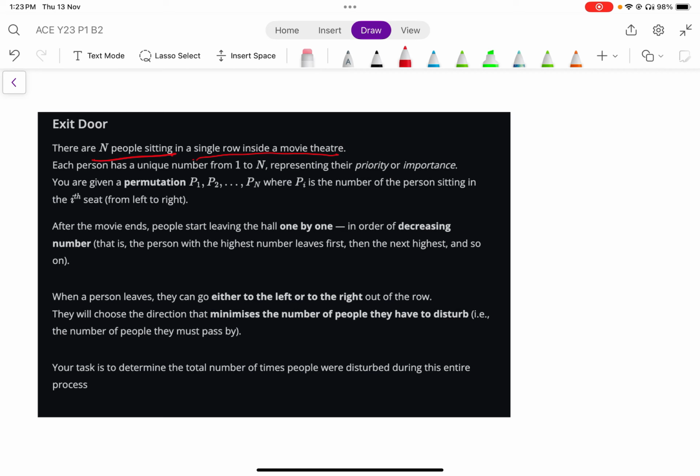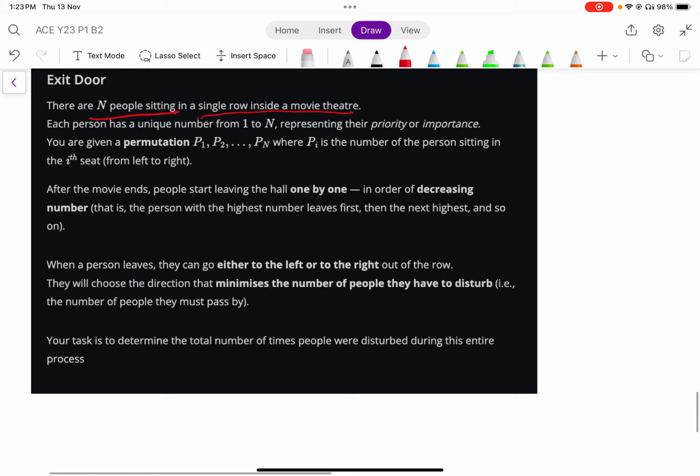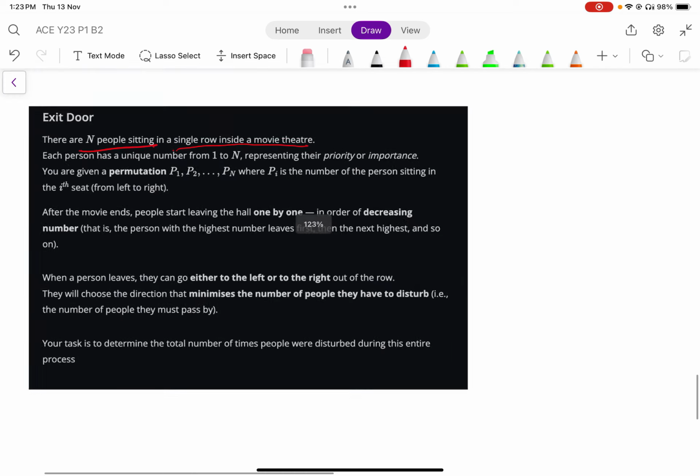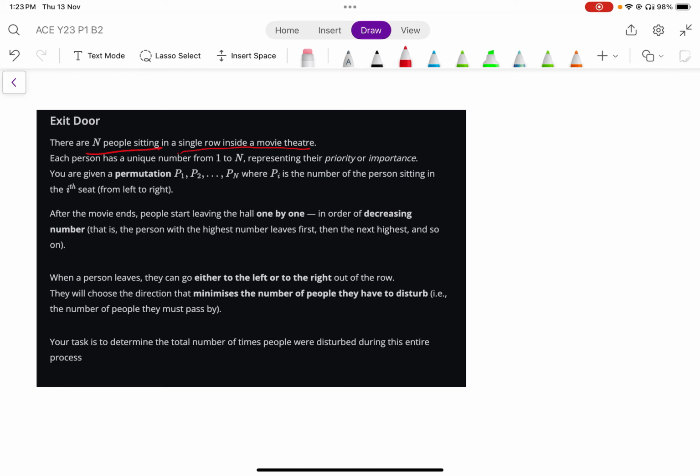After reading the description, you will be able to understand that at the end of the day, they want to know how many people will be disturbed by each and every person if they choose the direction in which the minimum number of people will be disturbed. I will convert it in a simple way for you now.